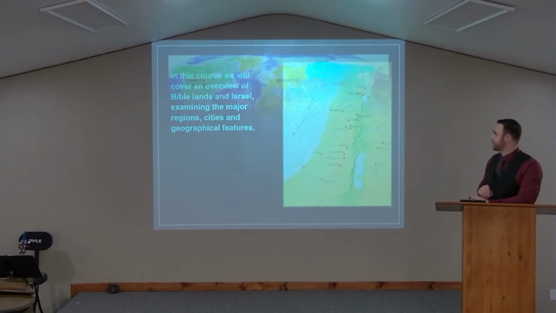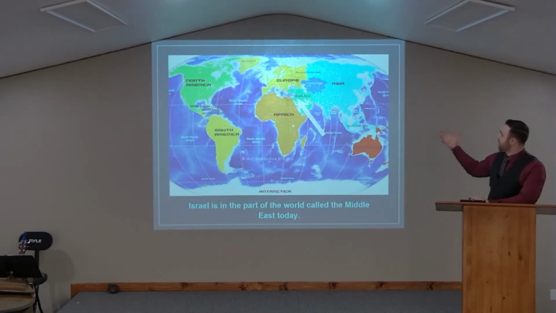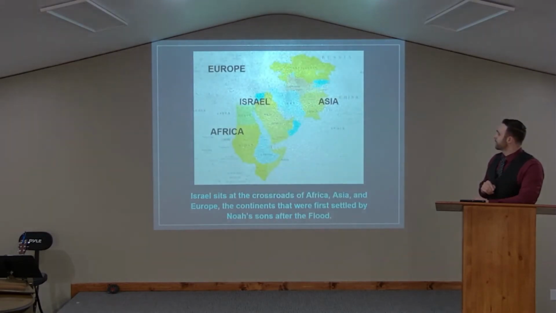So first, as we come out, we get the big picture. Israel is located right here in this part of the world called the Middle East today. Right there, that kind of green-colored section. Here we zoom in a little bit and we see that it sits right in the center of a bunch of different nations, Africa, Asia, and Europe. And these are all the first countries that were settled after the flood. We have Israel right here surrounded by all these other nations.